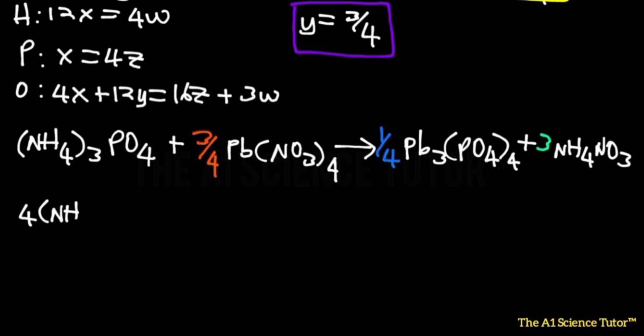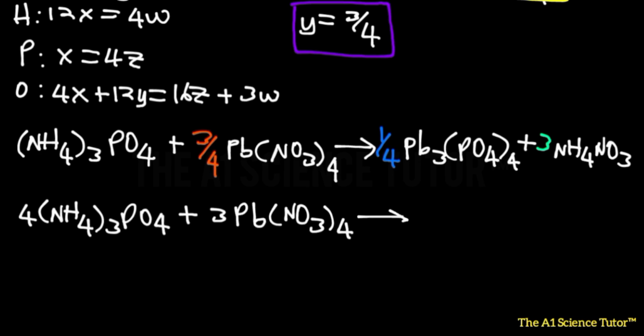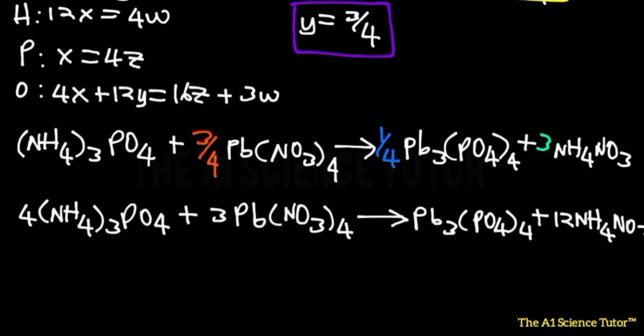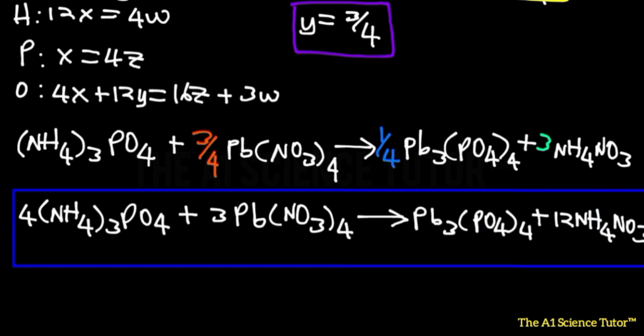So this should be NH4, rather, of 3 PO4. And here we're just going to have a 3 lead. And here we're just going to have a 1. So that will be Pb3 PO4. And here we're going to have 4 multiplied by 3. That's going to give us a 12. So that is going to be the answer to the question. This will be the balanced equation.